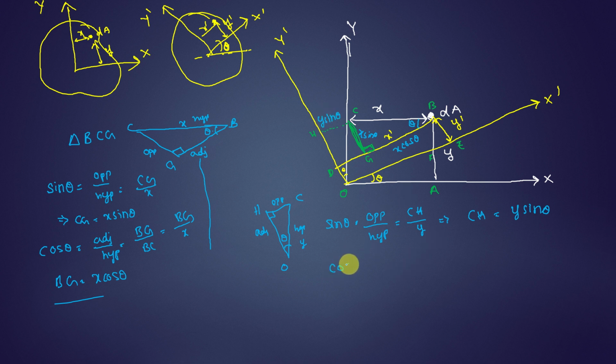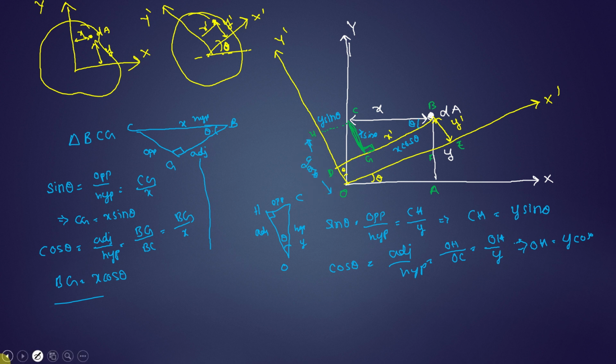Now cos theta is adjacent side by hypotenuse. What is the adjacent side? This is the adjacent side, OH by OC. So OH by y. Now OH is equal to y cos theta. So this is entirely y cos theta.